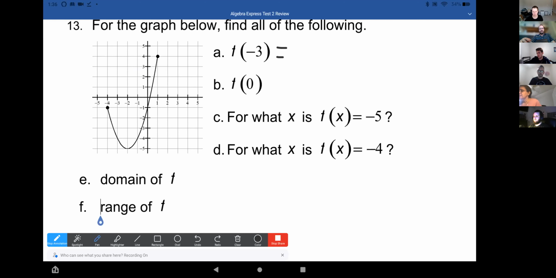You get this one? What is this one telling me? What is that giving me? F of -3. What is that -3 giving me? X. This is giving me an X value. So what is this asking?